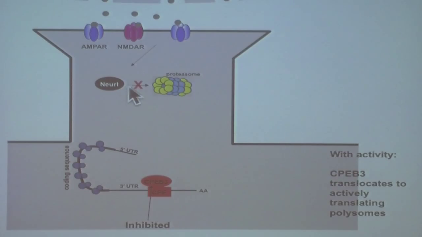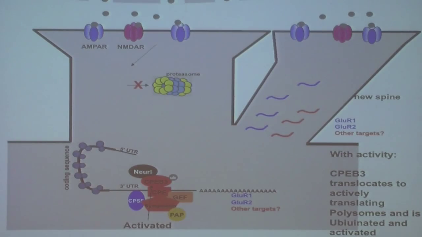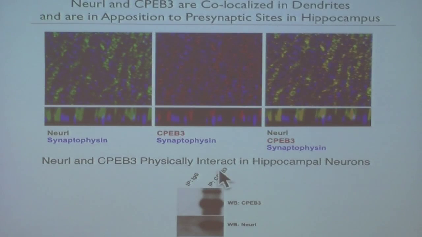But in the presence of activity, this breakdown stops. Neuralized moves in relationship to CPEB3 and ubiquitinates it, and allows CPEB3 to become active to cytoplasmically polyadenylate mRNAs that have been dormant and now can become active. So Neuralized is necessary for the activation of CPEB3. This allows the growth of new synaptic connections. So let me just show you some of the evidence in support of this.